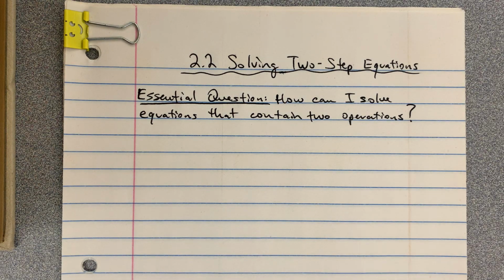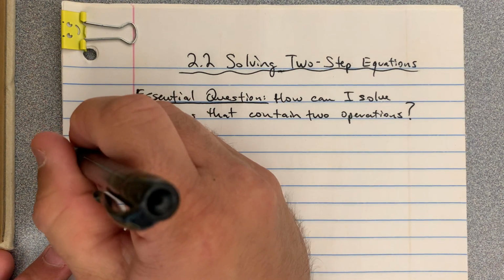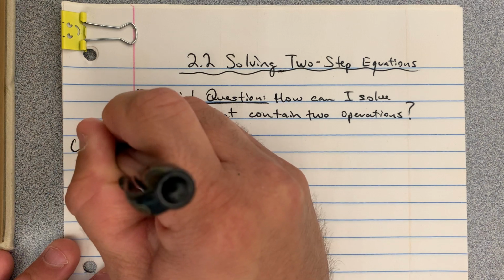All right, folks, we're on section 2.2, solving two-step equations. My essential question asks, how can I solve equations that contain two operations? We talked last lesson about coefficients, and today we're going to use coefficients still, but we're also going to use the idea of a constant.